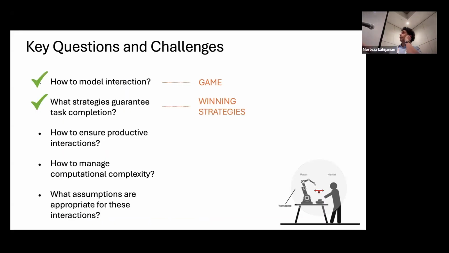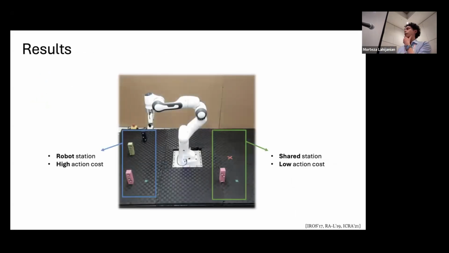Great. So it means that using games allows us to have a very good modeling of the interaction. The winning strategies are the ones that can provide guarantees. Now, the next question is, are these winning strategies sufficient to have productive interaction? Because you're interacting with humans. So to test that, we set up an experiment.